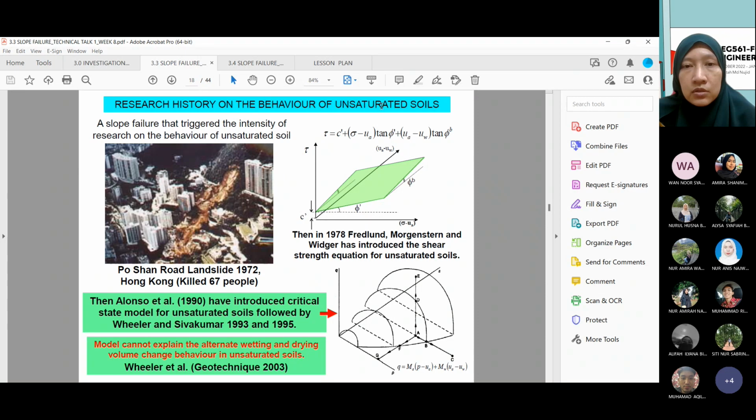For unsaturated soil here, you can see that the shear stress has been elaborated more, including the suction effect, where you have the pore air pressure minus the pore water pressure. Last time we only considered the pore water pressure and did not consider the pore air pressure. So now in unsaturated soil, the formula is extended by considering the suction effect, having ua minus uw.